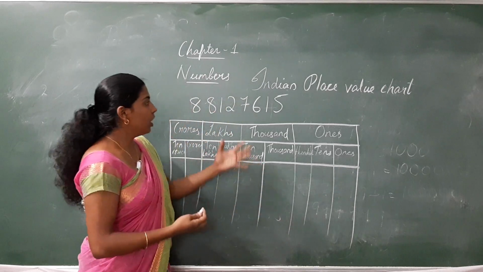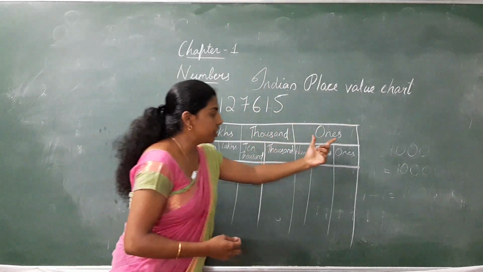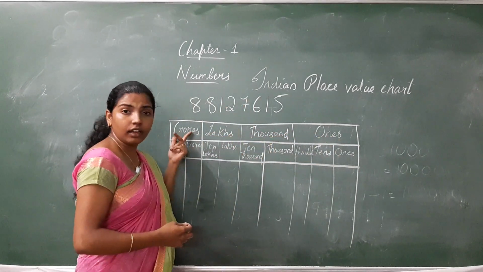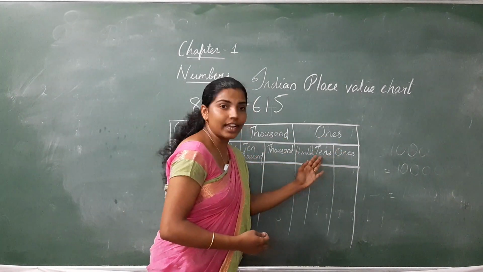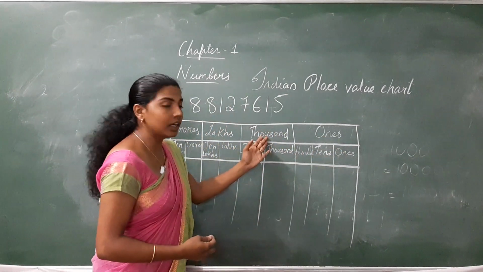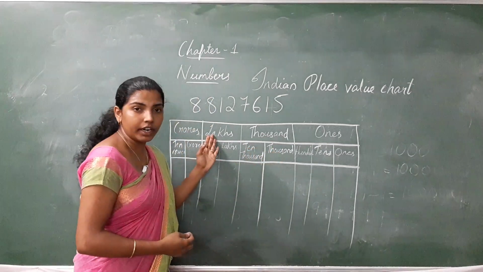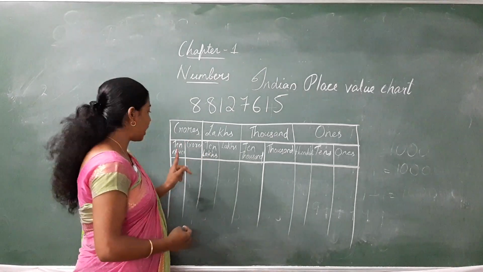Let us see once more. The Indian place value chart is divided into 4 periods. First ones, thousands, lakhs and crores. Again this ones period is divided into ones, tens and hundred. The thousands period is divided into thousand and 10,000. The lakhs period is divided into lakh and 10 lakh. The crores period is divided into crores and 10 crore.